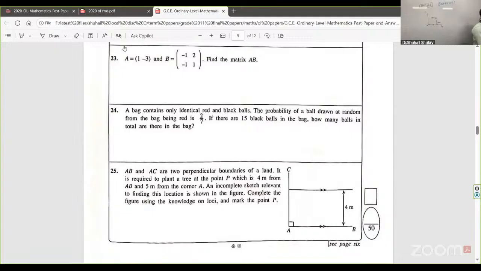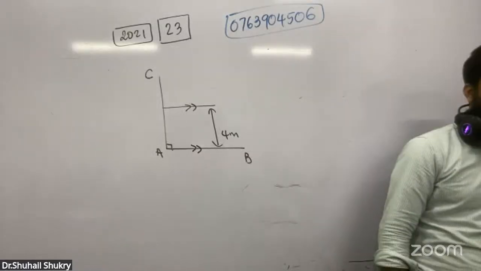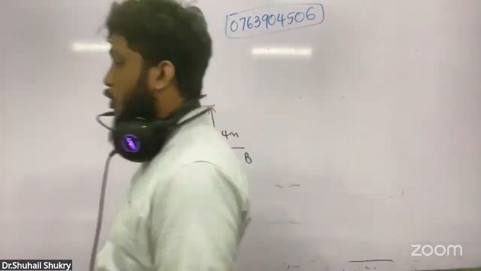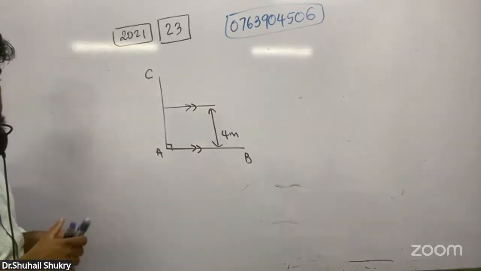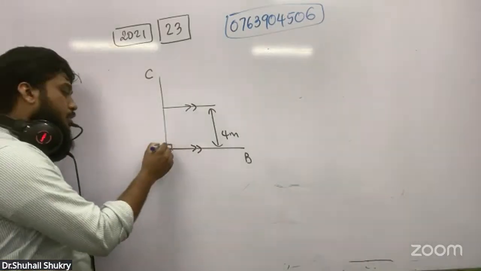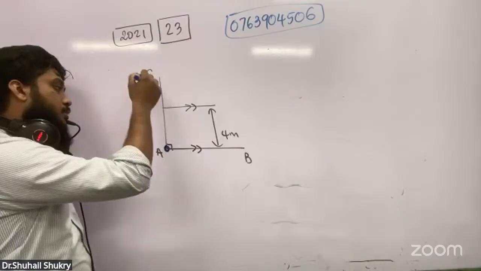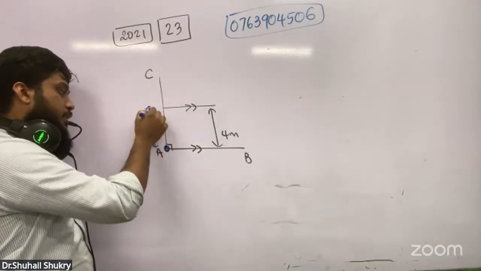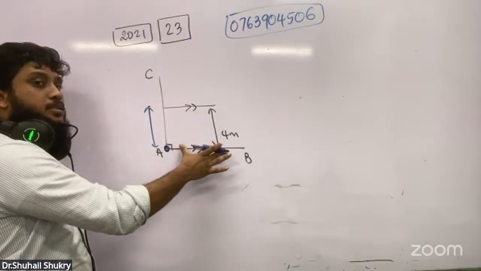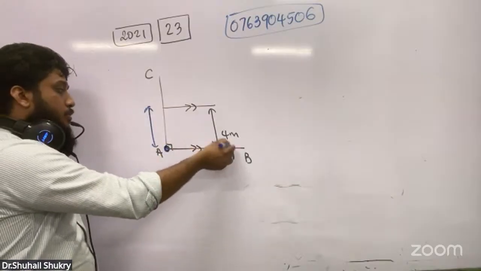Just what should you do? The point is 5 meters away from the corner A. What should I draw from corner A? I have to draw an arc, just an arc. On that arc, you have to see this distance. 5 meters should be a bit more than this. You can draw an arc from somewhere here.